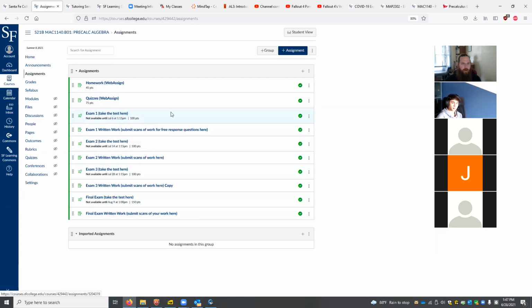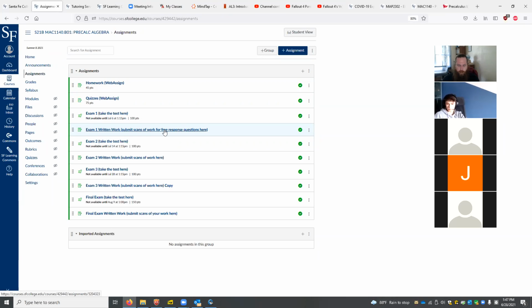So exam 1, on the day of the test, you'll click this link, it'll launch Honor Lock, take you to the test. Afterwards, you will need to scan and submit your written work for the free response questions on the test. My recommendation is that on your phone, you download an app like Cam Scanner.